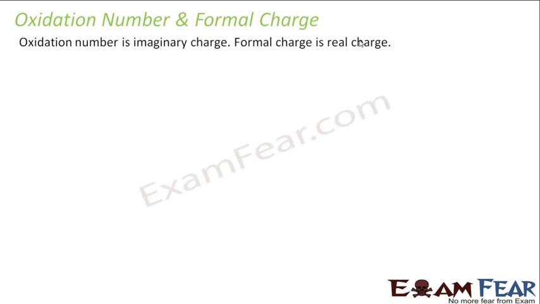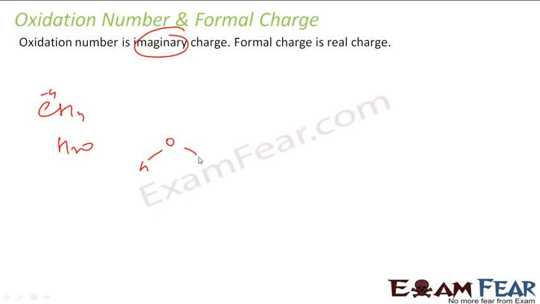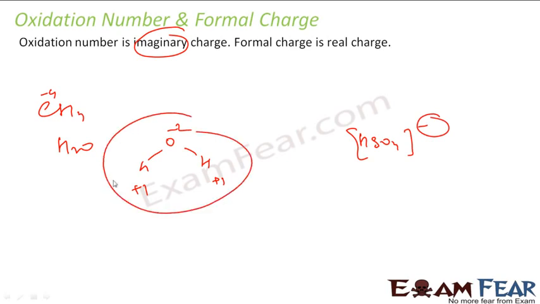There's a difference between oxidation number and formal charge. Oxidation number is the imaginary charge. For example, I have CH4. The imaginary charge on carbon is -4. I have H2O like this. The imaginary charge on hydrogen is +1, and oxygen is -2. But the real charge, for example, I have HSO4 minus. This is the real charge, and this is the imaginary charge. This really exists.